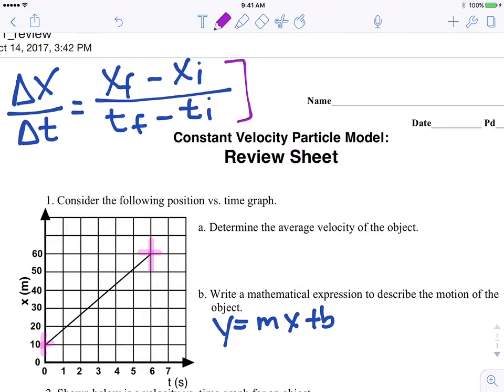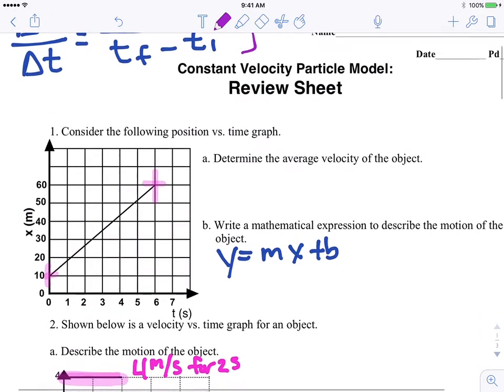So what we're going to do is just pick 2 points along our best fit line on our position time graph and call one position and time our initial, and then the next point, our time and our position, are going to be our final time and final position. And then we're just going to put them into our equation.